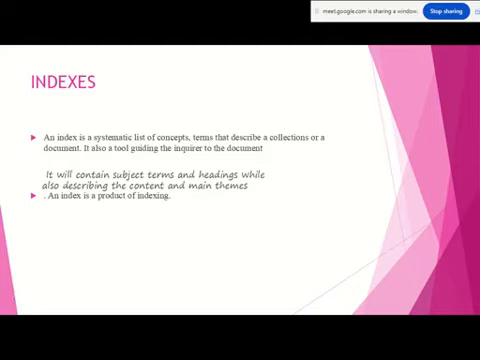So today's major lesson is all about the indexes. We want to know what indexes are and their uses. An index is a systematic list of concepts, terms that describe a collection or a document. It is a systematic list. It's a list of terms, concepts that describe a collection or a single document.